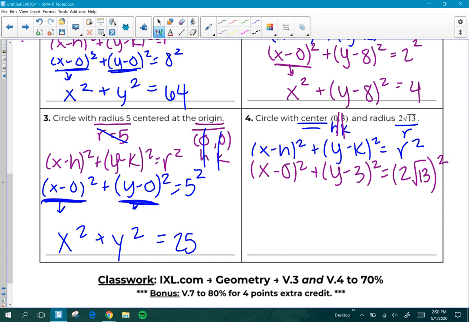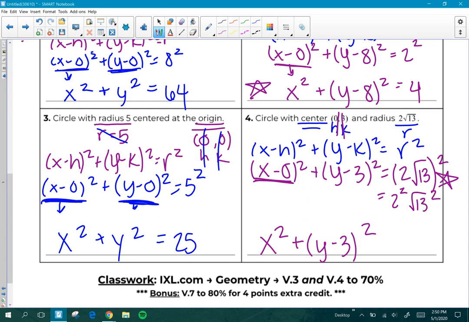Now, same thing goes as up here with the left side of my equation. So it's x minus 0, that just stays as x squared. The y minus 3 comes down, so plus y minus 3 squared. And now you might be like, what is going on with this guy? So with this, what we have to do is 2 squared and square root 13 squared. So we're squaring both of those terms.